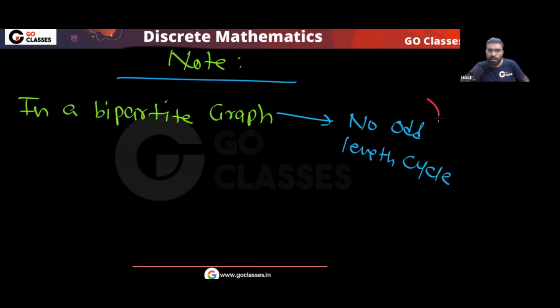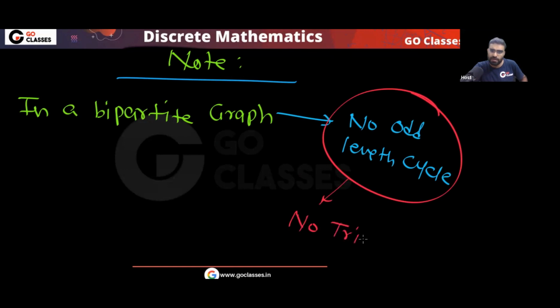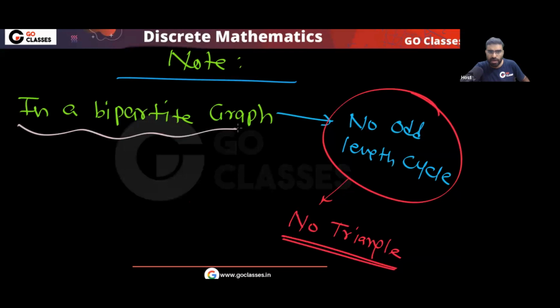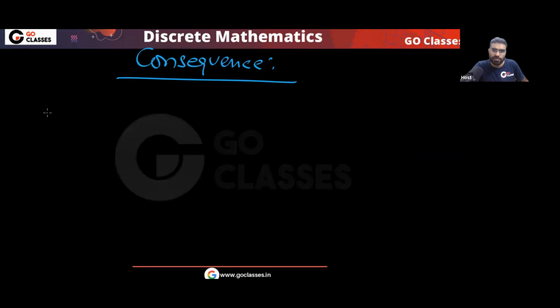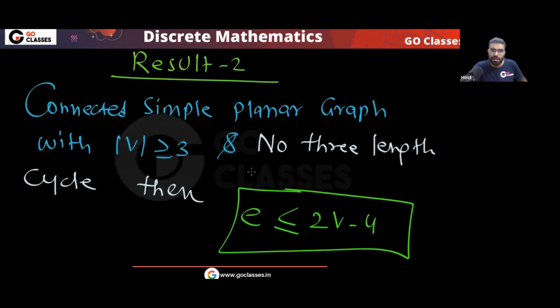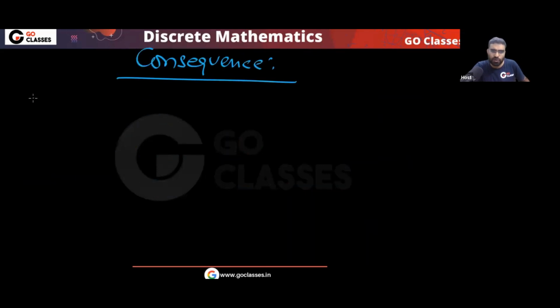If there is no odd length cycle, that means there is no triangle also. Is this clear? So in a bipartite graph, there is no triangle. So if you have a bipartite graph, this formula will be applicable. If you have a connected bipartite graph, then this will be applicable.